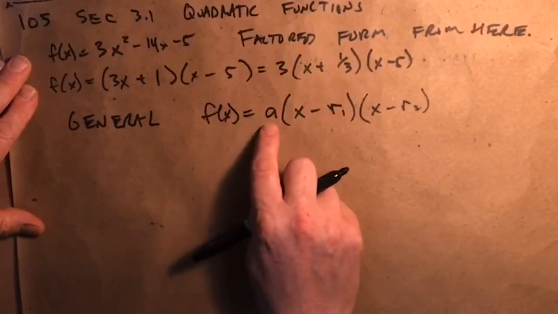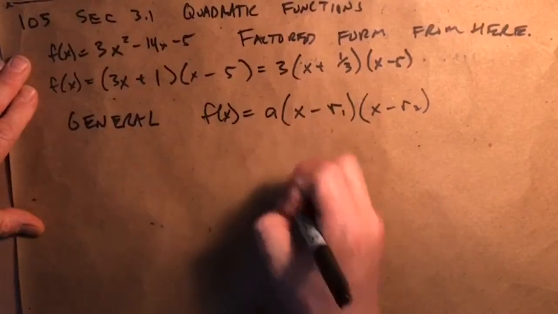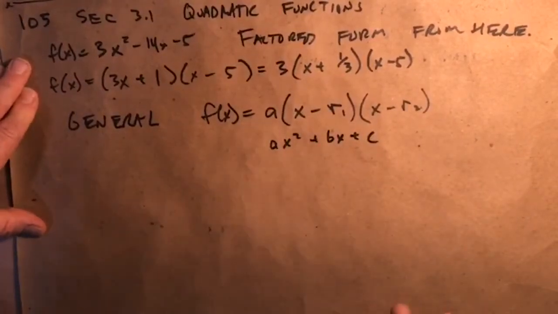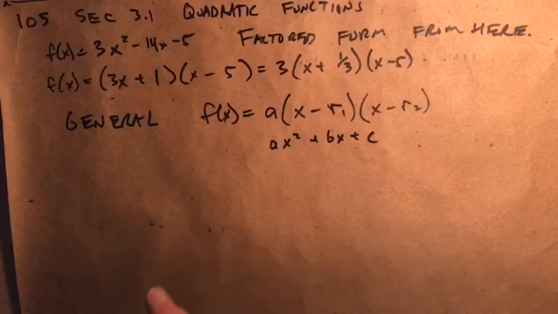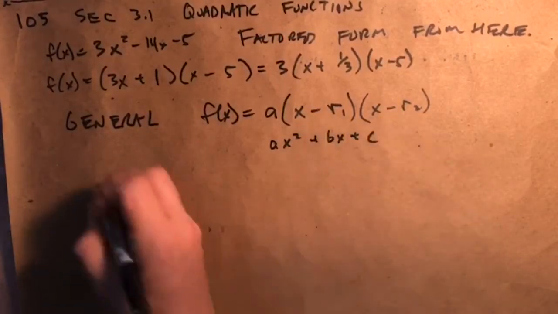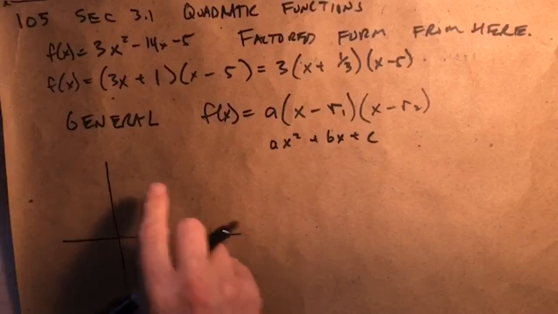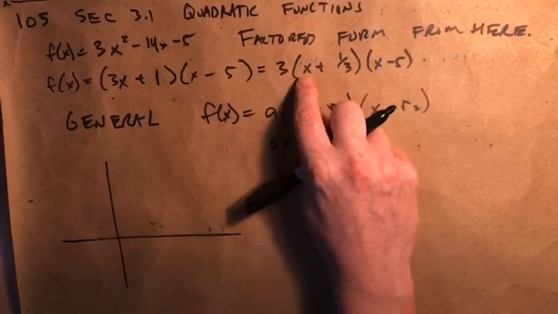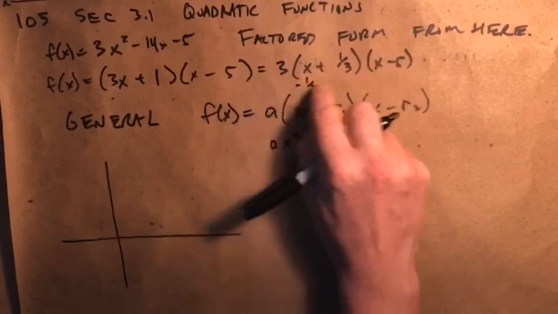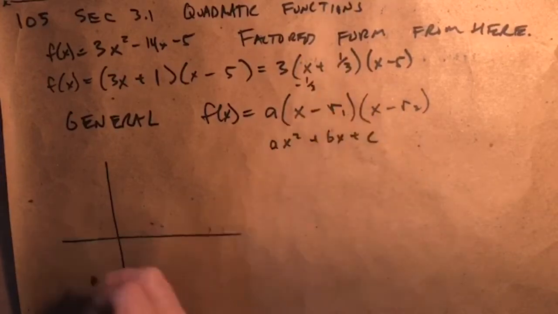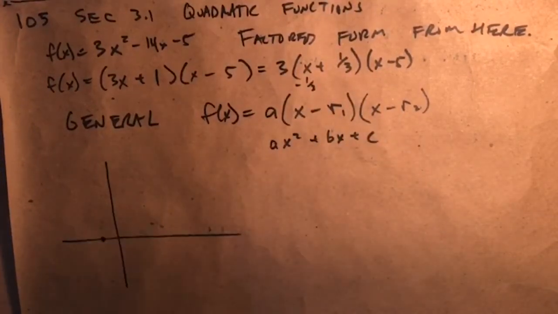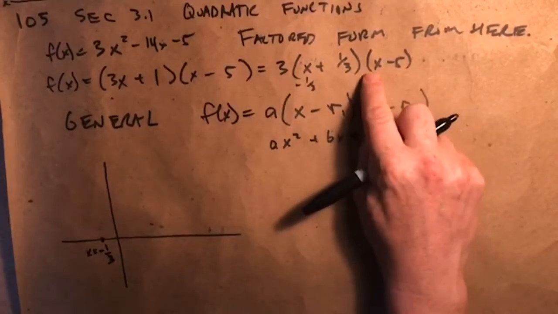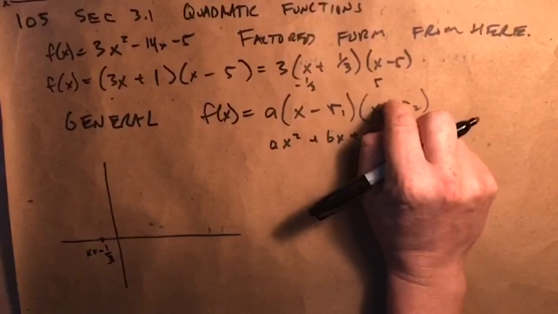Note that this a value is the exact same a value that we have in standard form, ax squared plus bx plus c. If a is a positive number, our graph is concave up; if it's a negative number, it's concave down. Now, when we have roots here, if x is equal to negative 1/3, this whole term will be 0. And so we're going to have a 0 at x equals negative 1/3. Similarly, when x is 5, this whole term will be equal to 0.